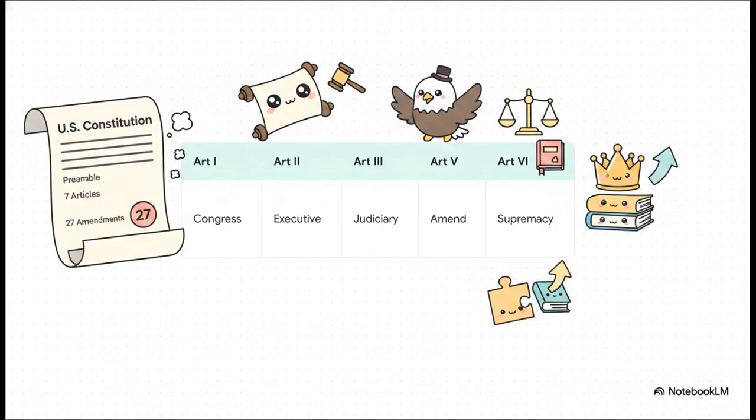Well, the document is laid out almost mathematically into a preamble, 7 articles, and 27 amendments. The first 3 articles construct the 3 distinct branches of government. You've got Article 1 for Congress, Article 2 for the Executive, and Article 3 for the Judiciary. We also see Article 5, which outlines the amendment procedure, and Article 6 establishing the Supremacy Clause. This clause is a huge takeaway because it establishes that federal law ultimately trumps state law if there's ever a conflict. The whole thing is just a highly organized modular blueprint.